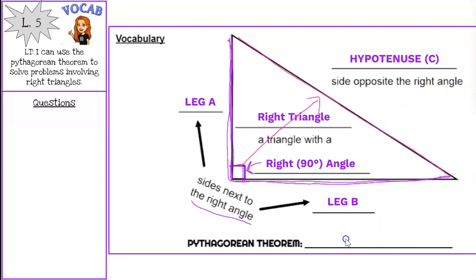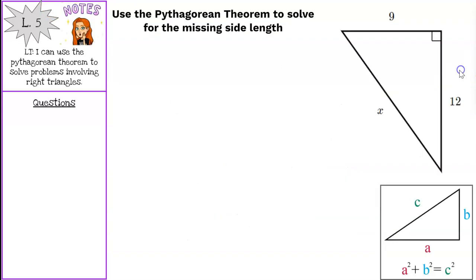And then the Pythagorean theorem is a squared plus b squared equals c squared in relation to the right triangle. So if we take the length of leg A and square it, the length of leg B and square it, add it together, that will equal the length of side c squared. So we're going to do a couple examples here.